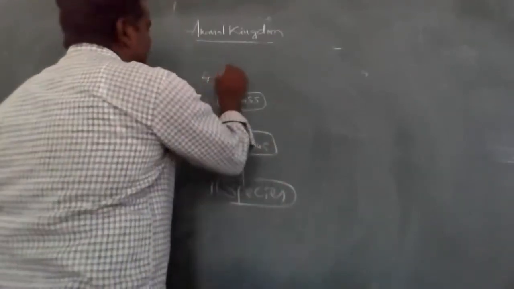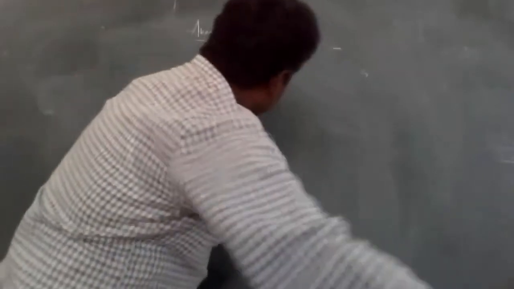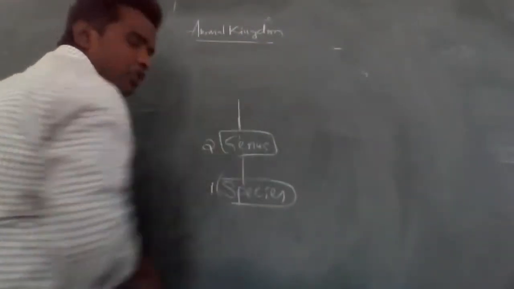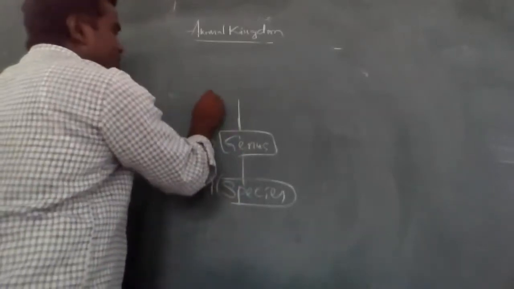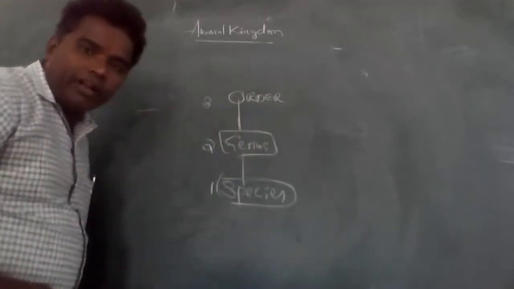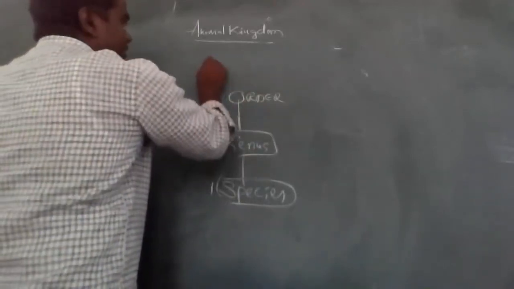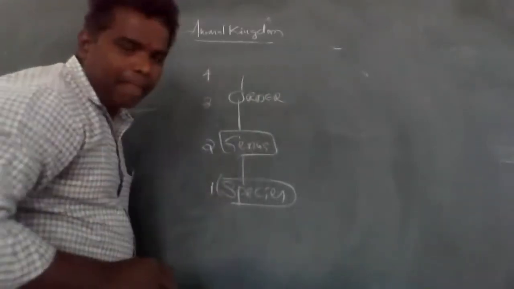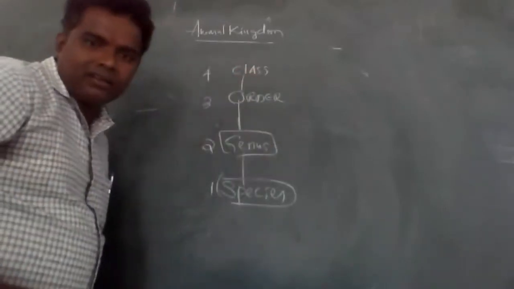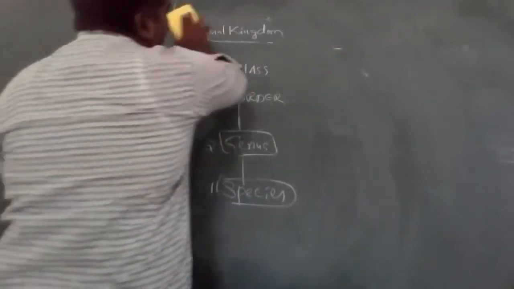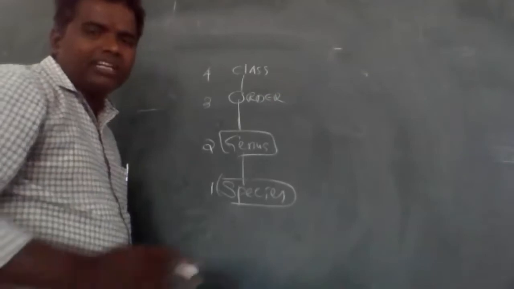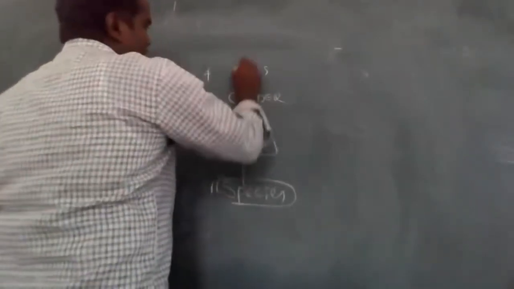You know very well, a group of genus we should call order. Group of genus is called order. A group of order is called class. There is no division actually. Division is there in the animal kingdom. So class, group of class.